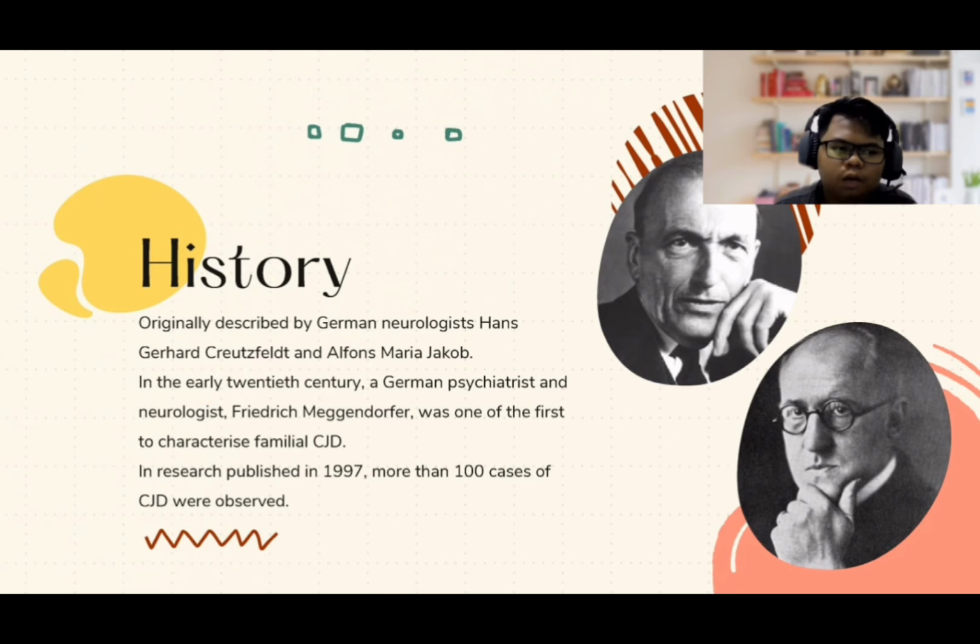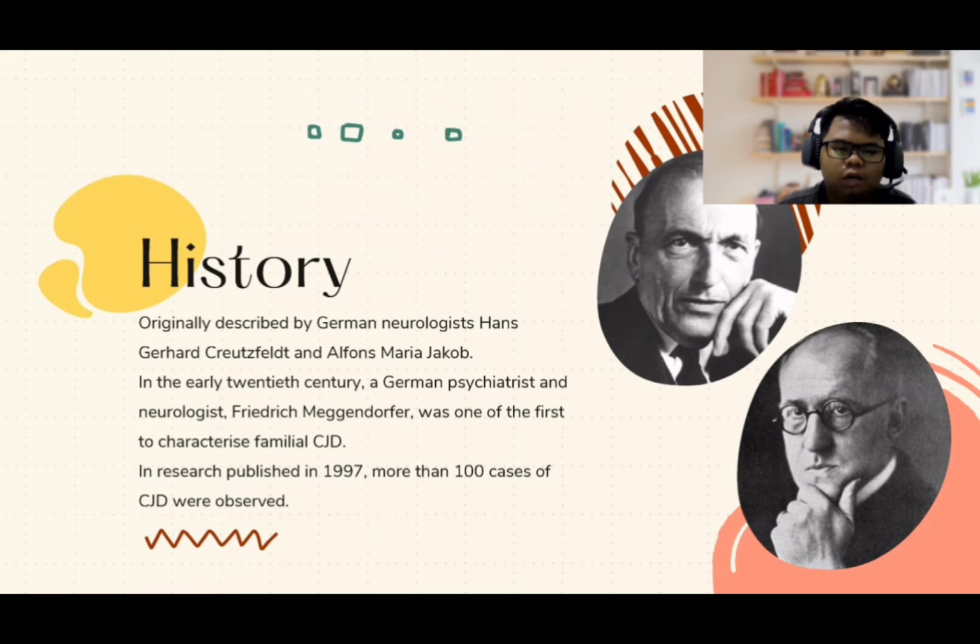Now we know what CJD is. Let's learn more detail about this disease. Firstly, we will learn the history of CJD. You can see the slide. CJD was first described in 1920 by German neurologists Hans Gerhard Creutzfeldt and Alphonse Maria Jacob, who gave it the name Creutzfeldt-Jakob disease in honor of these two doctors who were the first to describe this disease.